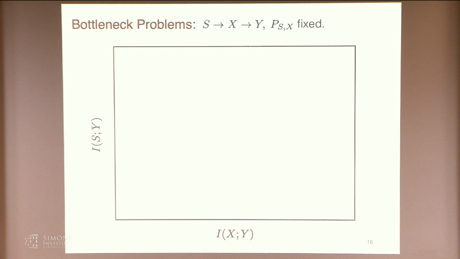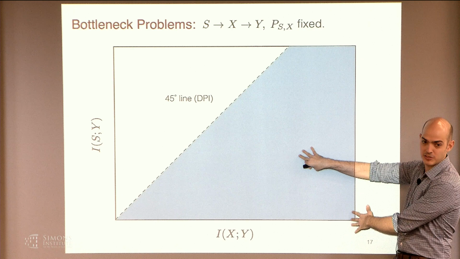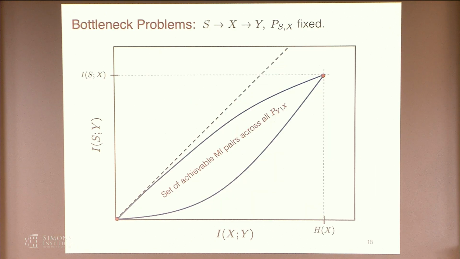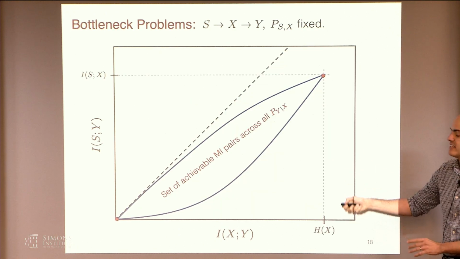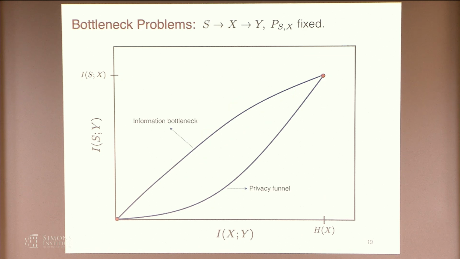So across all possible maps, this joint range lives below this 45-degree line, within this blue region, because of the data processing inequality, right? The mutual information between X and Y is always going to be greater than the mutual information between S and Y. And the set of all achievable pairs will live in a convex set that looks like this. Here on the top, the stopping point is simply when I make X equal Y. And on the bottom is when Y is independent of X and everything else. So the upper boundary of this region is what is known as the information bottleneck.